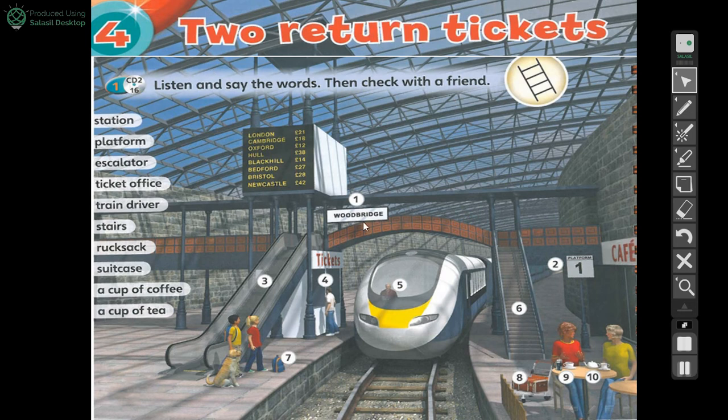Now here, what can you see in this picture? The train station. محطة قطار. What can you find in this train station? What can you see in the train station? Okay, let's listen.